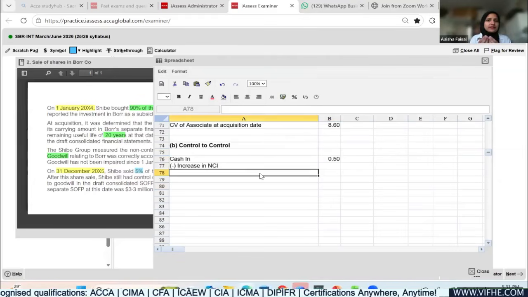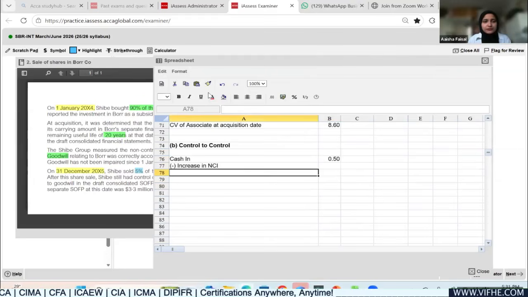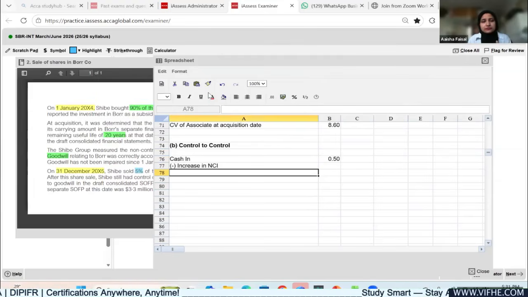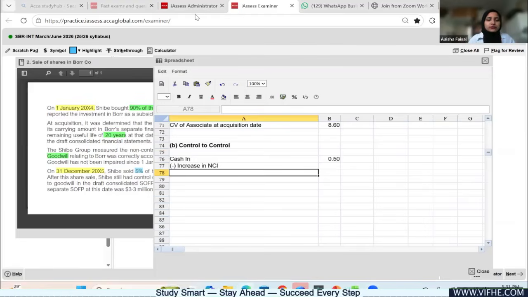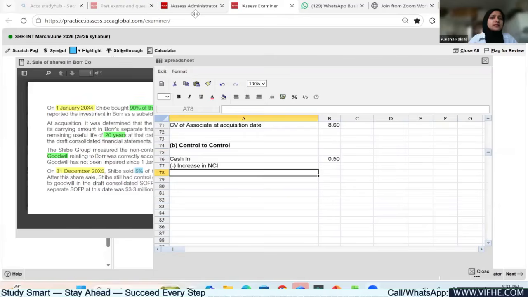So, how do I find the increase in NCI? I have to take 5% of the net assets. And should those net assets include goodwill or should it not include the goodwill? 5% of net assets would be the NCI increase, but should it include goodwill? Yes, goodwill will be included. What is the reason? Why are you telling me goodwill should be included? Because there is a reason. So tell me what is the reason?